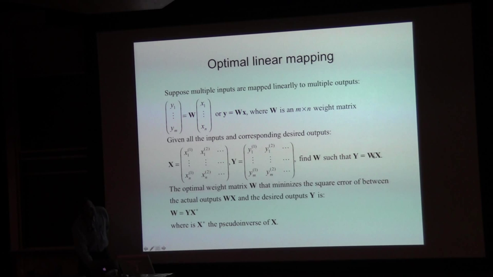So that has a well-known solution, which could look like this. W equal to Y times X dagger. Here the dagger means the pseudo-inverse, the Moore-Penrose pseudo-inverse, right? Have you learned this in your linear algebra class already? Yeah. So this is a least square solution.